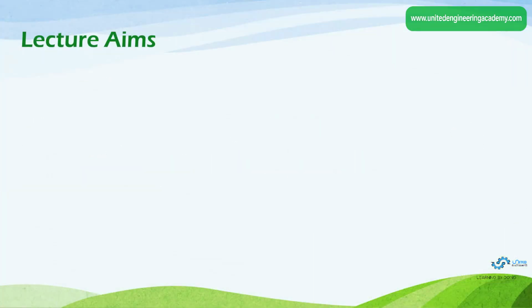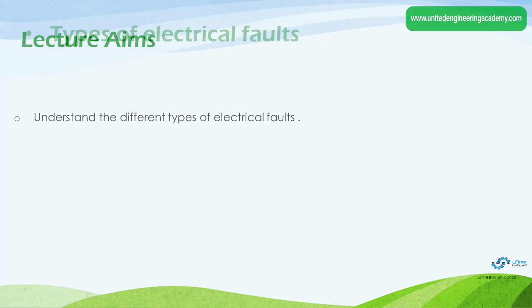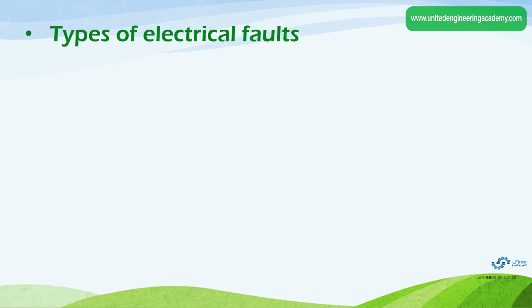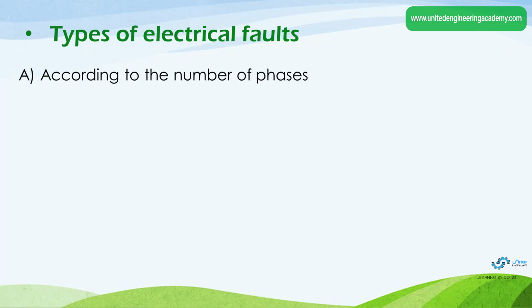The aim of this tutorial is to start categorizing the different types of the electrical faults according to the different phases that we categorize the electrical faults according to them. So let's go ahead. The first factor we can categorize the electrical fault according to it is the number of phases that are exposed to the electrical fault.